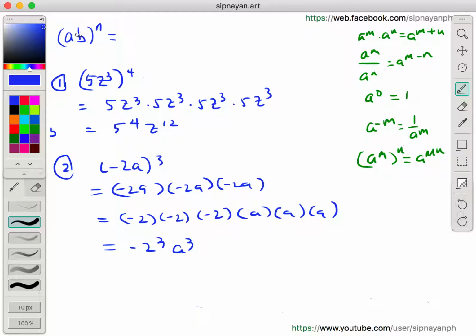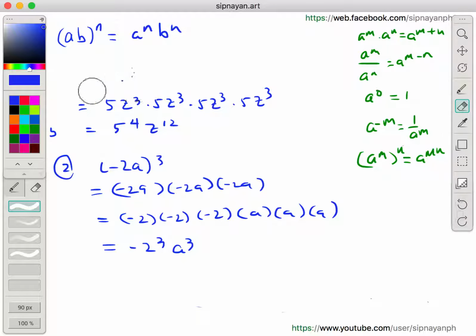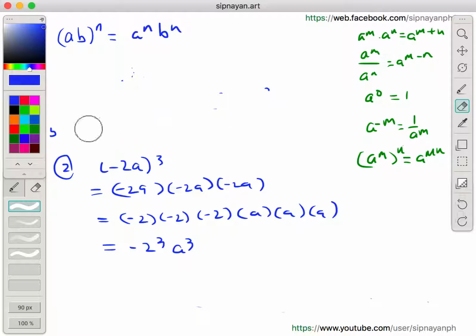So, ano nangyayari dito sa exponent? Minumultiply natin yung exponent, diba? Sa 3 tsaka 4, naging 12. 1 tsaka 4, naging 4. So, meaning, we multiply also the exponents here. So, meaning, we have (ab) raised to n equals a raised to n, b raised to n. Yan yung susunod na law dito. But before we end, siguro we'll have a few examples gamit yung law na yan.